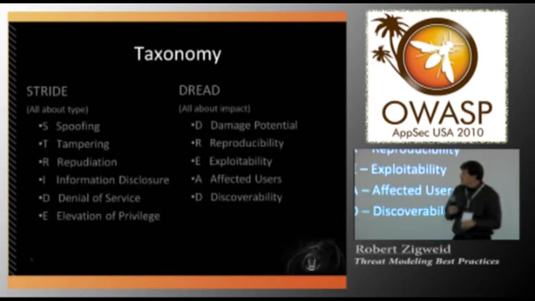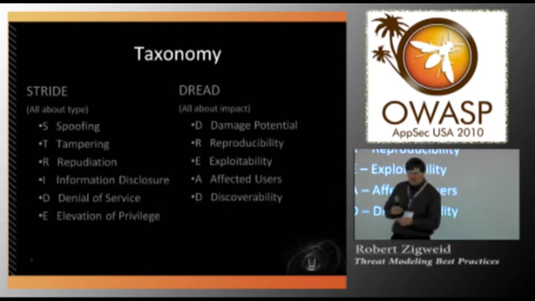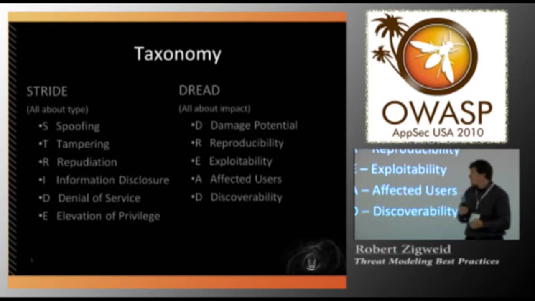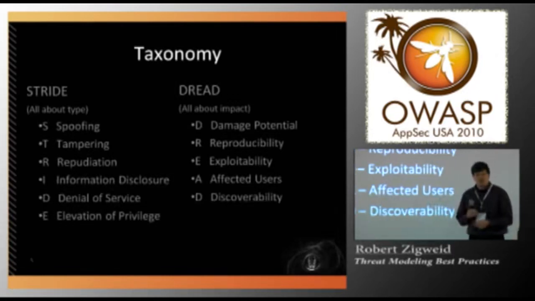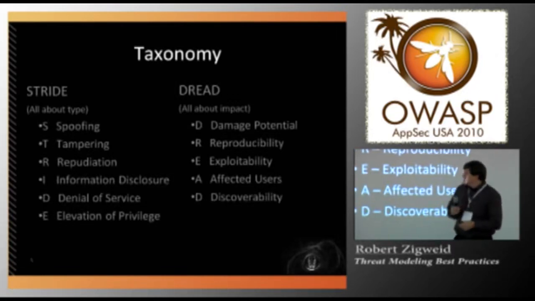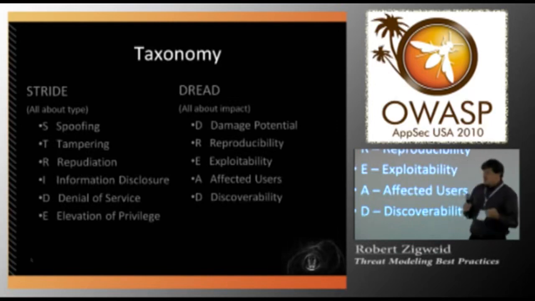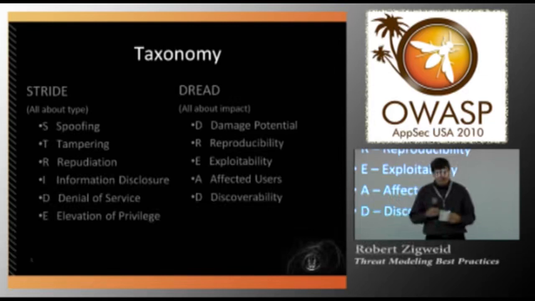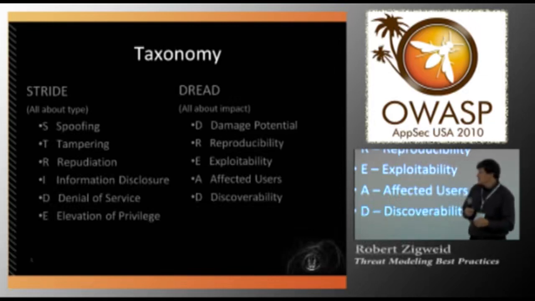I'm sure many of you have seen these words before. This is one of the more common, probably the most popular taxonomy right now. This comes out of Microsoft, their STRIDE and DREAD. STRIDE is all about the type of the threat, and DREAD is all about how that threat has an impact, and it also can translate into vulnerabilities.